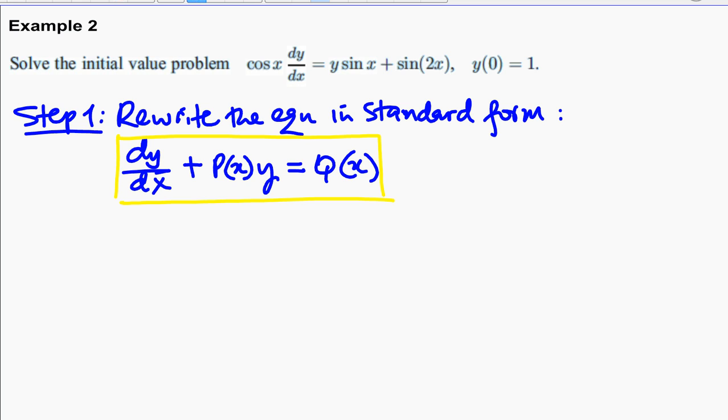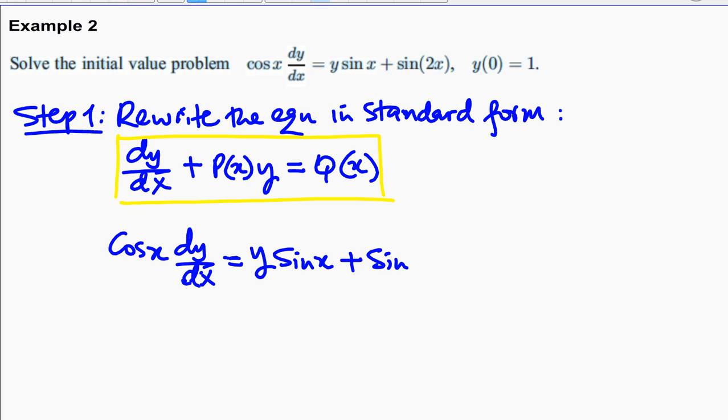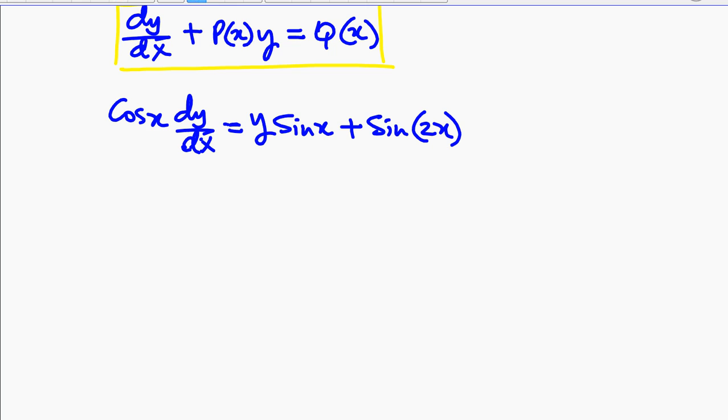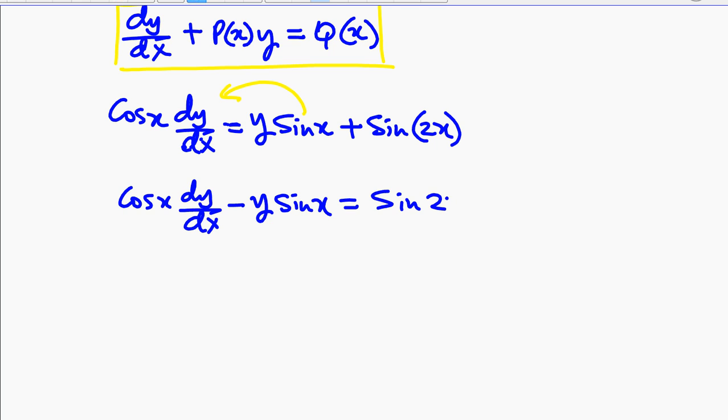So back to the question. So we have cos x dy over dx is equal to y sine x plus sine 2x. All right. So to rewrite it in that form, first of all, I'm going to move this guy to the left. So we'll end up with cos x dy over dx minus y sine x is equal to sine 2x.